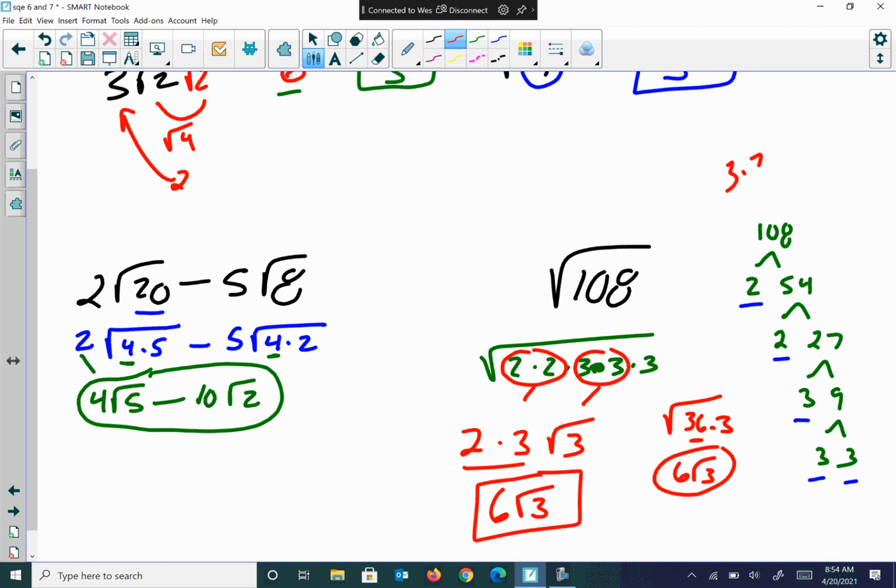3 times 3 times 2 times 3? No. Square root? And so hang on, say it one more time. 3 square root 2 times. Oh, you mean like have this flip-flopped? So have this as an answer?